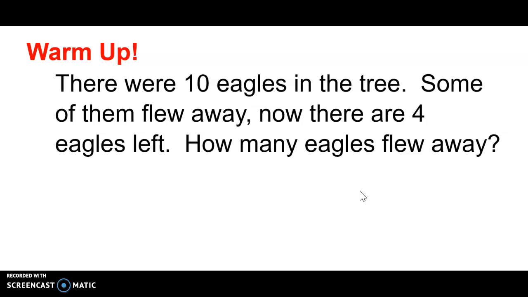Okay, so first, does it sound like we're adding eagles or subtracting eagles if they flew away? Yep, sounds like subtraction. So if there are 10 eagles to start with, and we know that they're subtracting or flying away. We don't know how many, so I'm going to leave an unknown blank. And it says now there are 4 left.